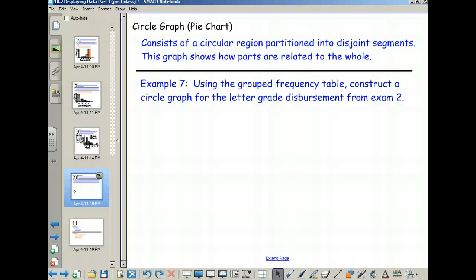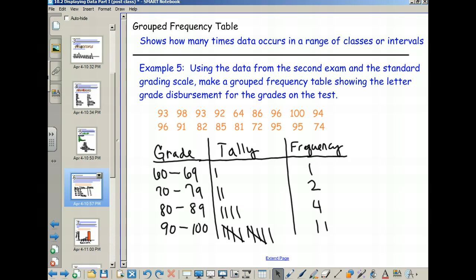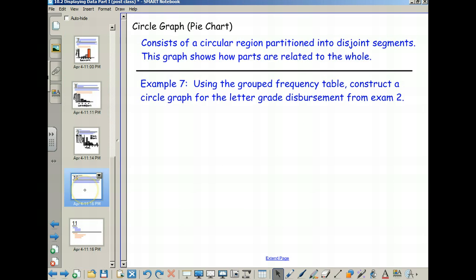All right, so it says use the group frequency table, we'll go back to it in a second, to construct a circle graph for the letter grade disbursement from exam 2. All right, so from exam 2, we have this one. This is my frequency table. This simply told me how many A's, B's, C's, and D's we had. There weren't any F's that we had on exam 2. And I'm going to write those in here again, just like I did on the last page. So this was exam 2.